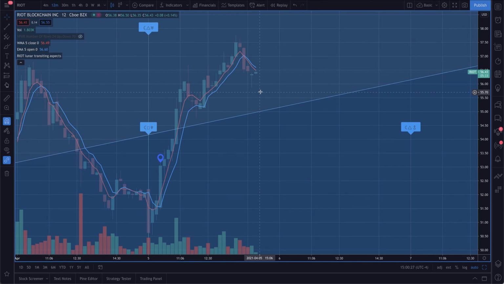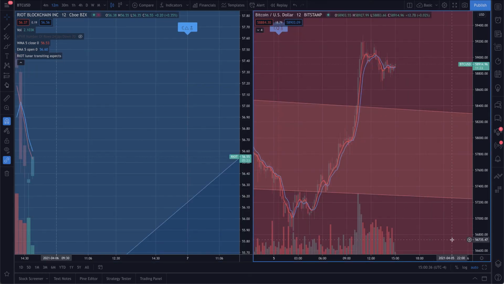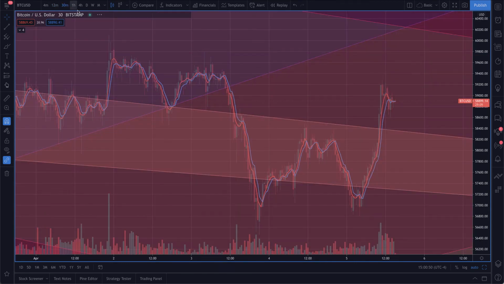Since RIOT is a blockchain mining company, it also makes sense to take a look at Bitcoin. So let's see what's going on with that. I'm going to shrink that chart, and we're going to flip over here to Bitcoin and see what's going on. Bitcoin's had a nice pump. It's gone from about 57,000 to 59,000 over the last few hours. That's great.